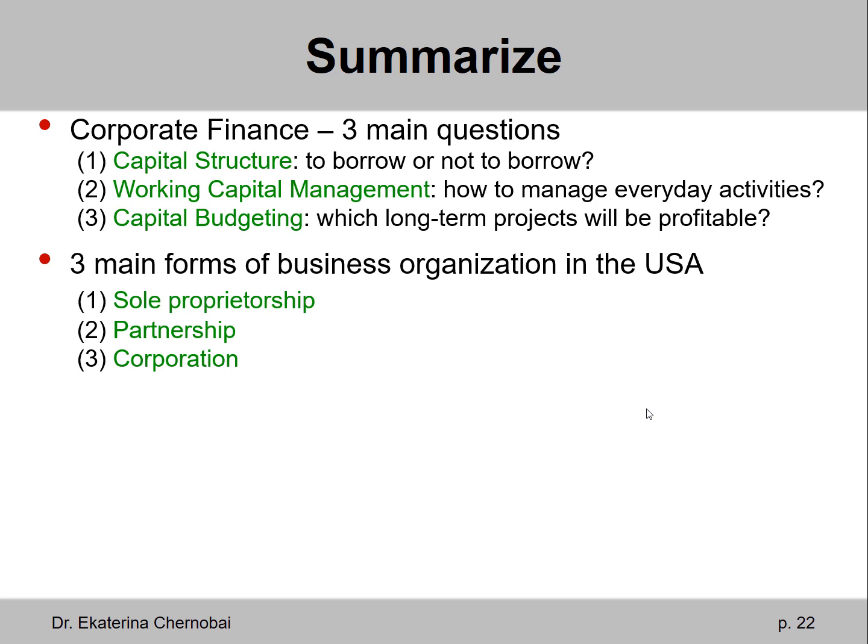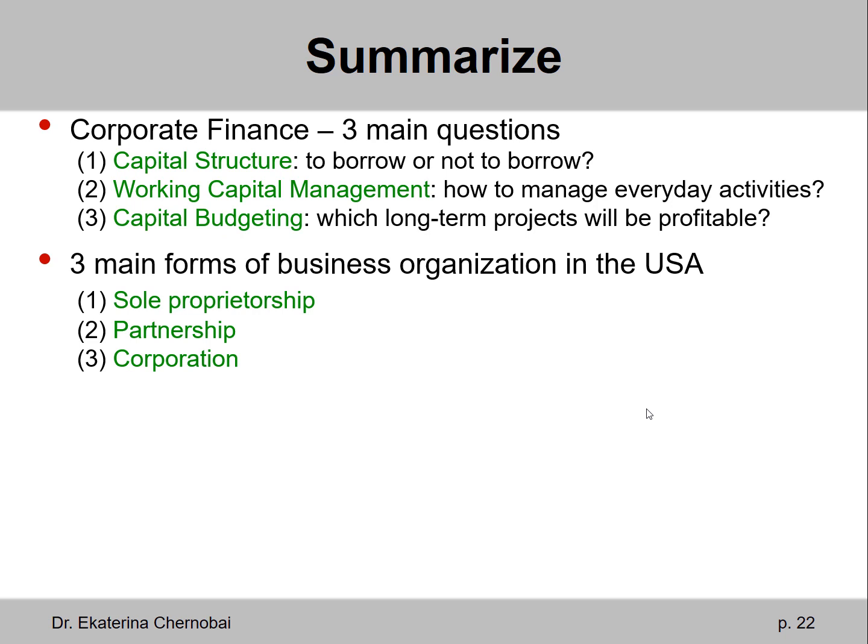Then the chapter looked at three main forms of business organization in the USA. The three main forms are sole proprietorship, where you are a single owner, a partnership, where there are at least two people who share in profits, and a corporation, which may have millions of owners. For each, we looked at what those are and advantages and disadvantages.